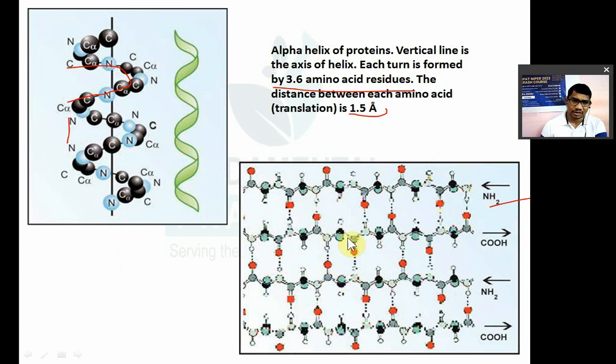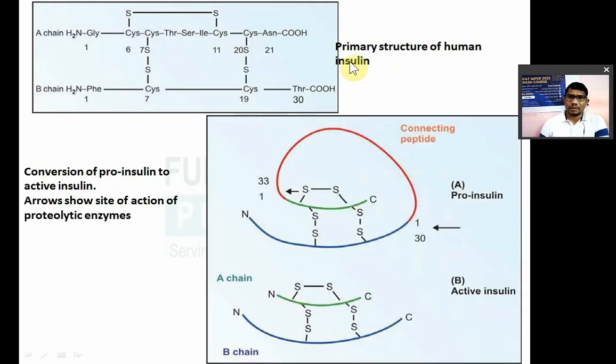Hydrogen bonds are perpendicular. Primary structure of human insulin. Okay, primary insulin का structure कैसा होता है? Right? So insulin का structure, hemoglobin का structure, hemoglobin का तो already अपन देखा है. So there are 4 globin chains and 4 heme units. So in the insulin, now insulin is prepared.